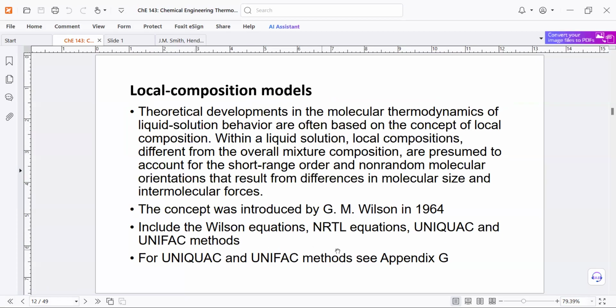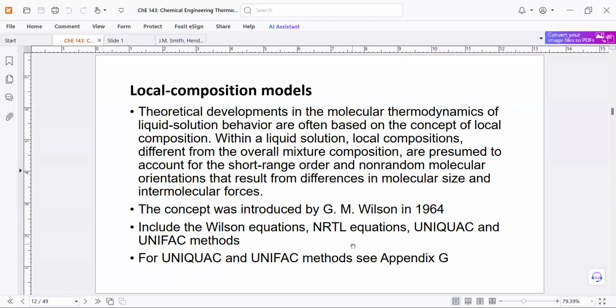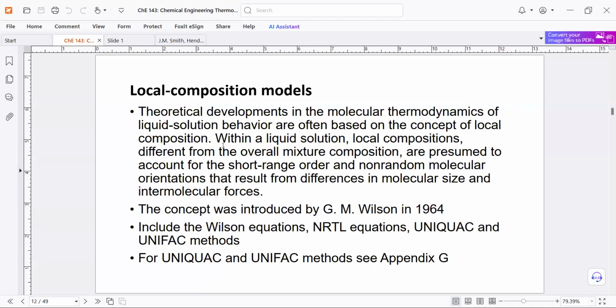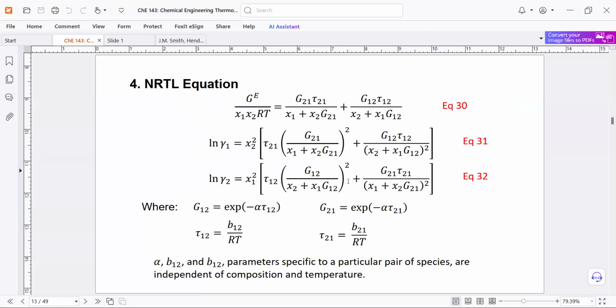For UNIQUAC and UNIFAC, we did not discuss them, but you can see them in the appendix. The local composition models are based on, or they study, the short range and non-random molecular orientation. They are more complicated than the classical models, but they are more accurate.